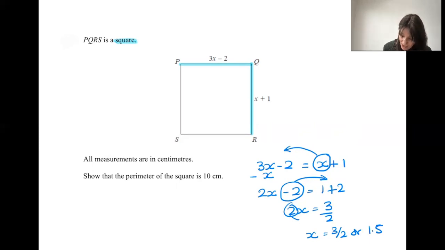So if I take my value for x and put it into this edge here, I've got x is 1.5 plus 1, which equals 2.5. I've now worked out that the edge is 2.5, and I've got 4 equal edges because it's a square. 2.5 times 4 is equal to 10. So all of this working, this final bit here, does what I've asked it to do. I've shown the perimeter is 10 centimeters.